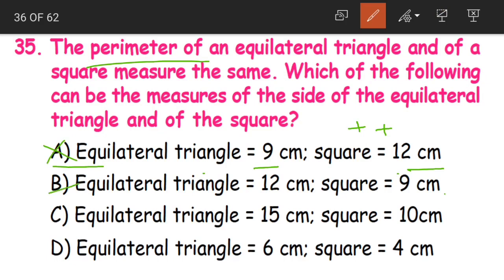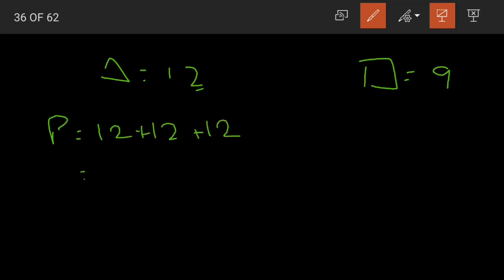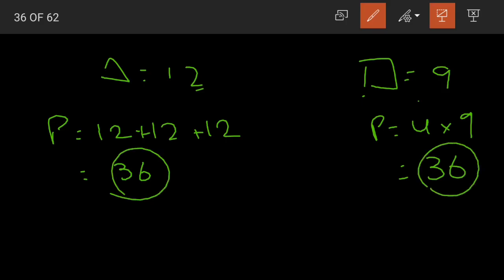Option A is wrong. Coming to option B, the side of the triangle is 12 and the side of the square is 9. So the perimeter becomes 12 plus 12 plus 12, that is equal to 36, and for the square the perimeter becomes 4 into s, that is 4 into 9, 36. Yes, here the perimeters of both the equilateral triangle and the square are equal. That means these two are the measures of our triangle and square.